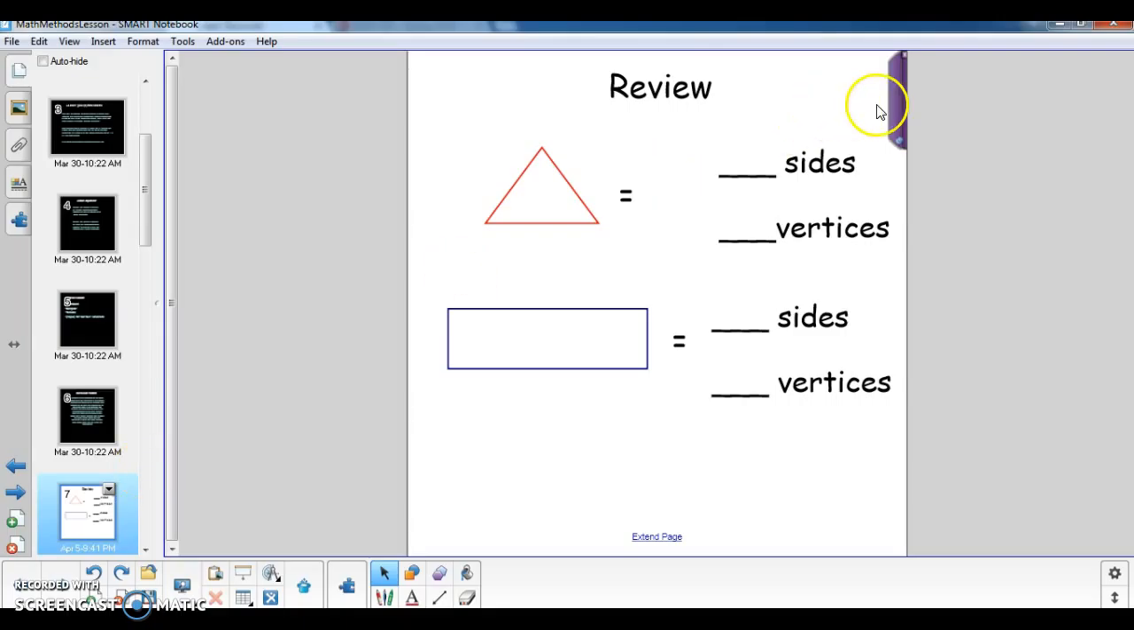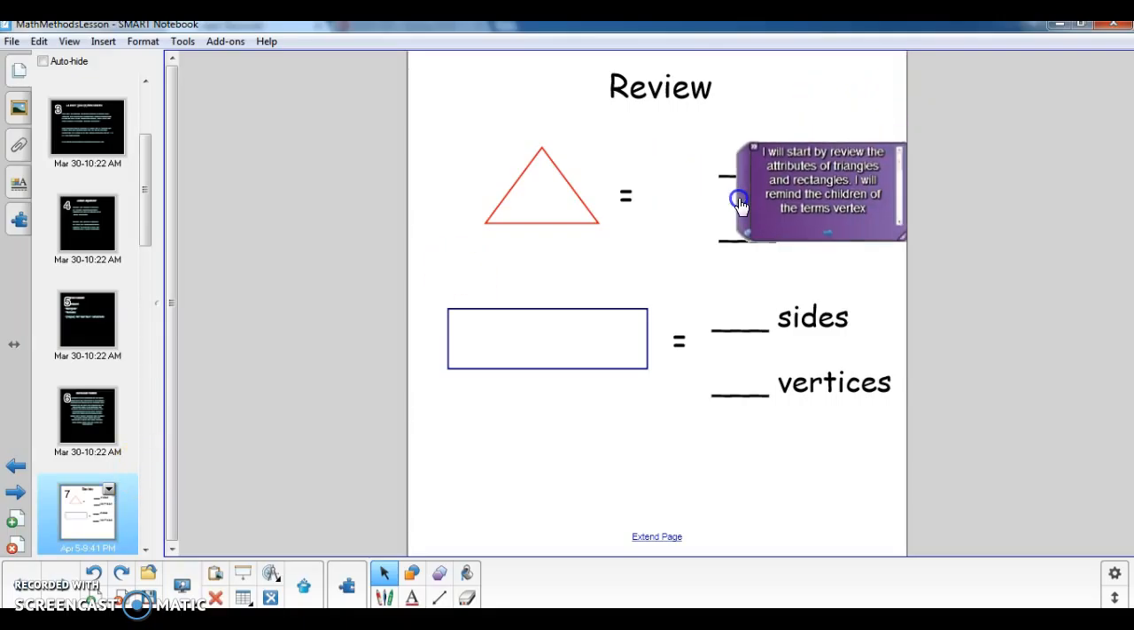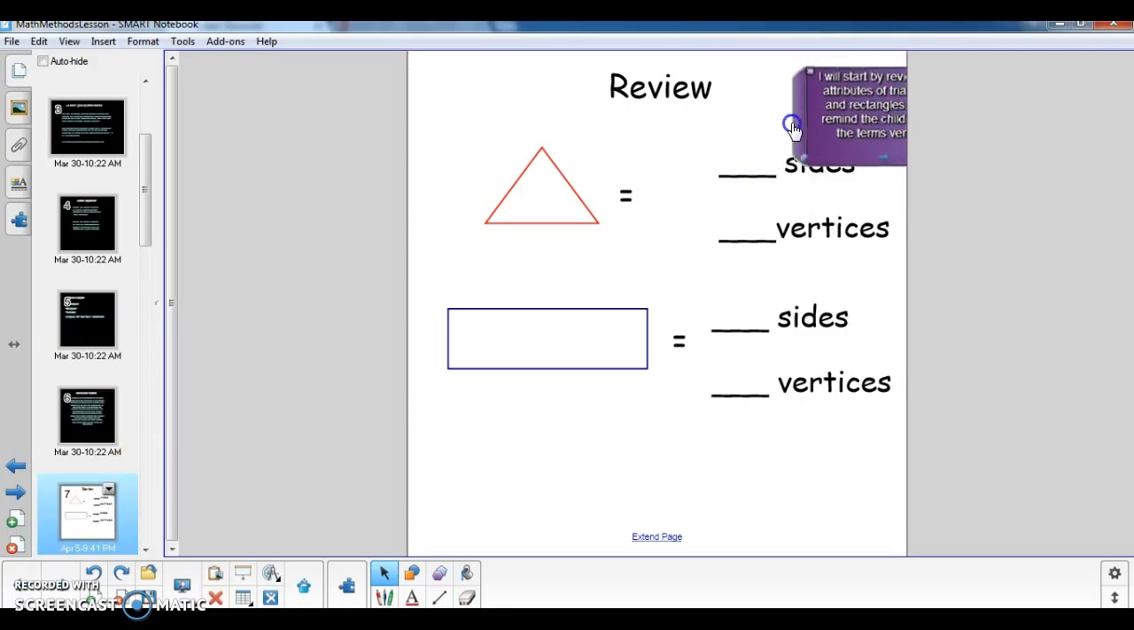So first, for the introduction, I'm going to start out with a review of the attributes. I'm just going to call on students, so they can tell me how many sides in a triangle and a rectangle, and then how many vertices, and then I'm just going to write the number right here with my pen.